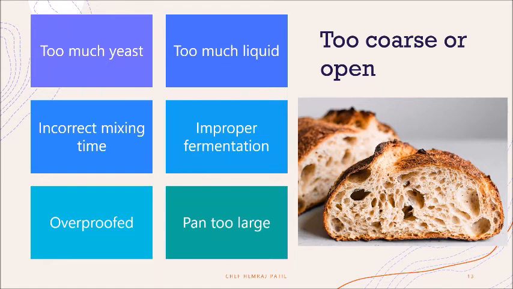And the last one is pan too large. So bread gets enough space to spread and rise more, which also helps to form big pockets inside the bread.